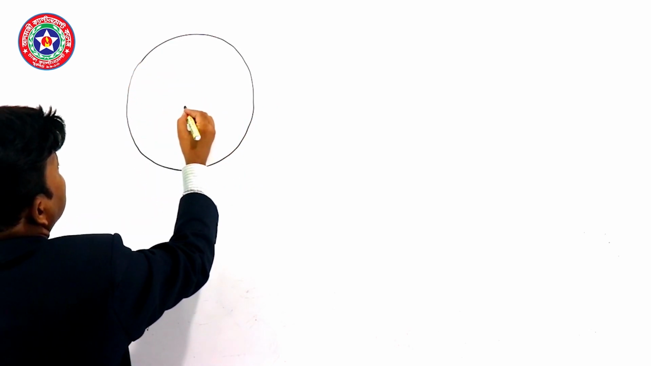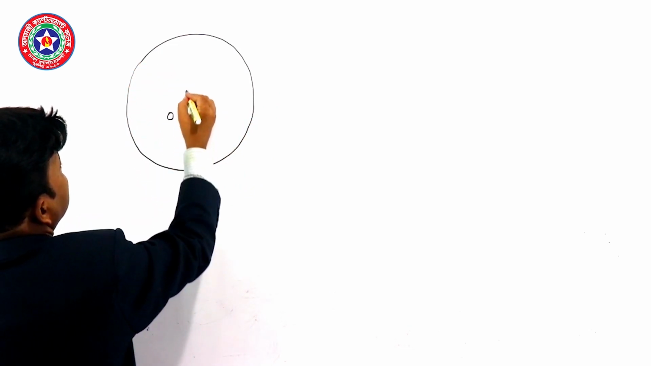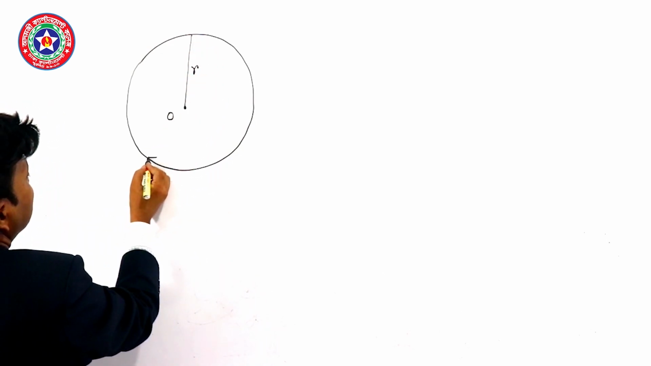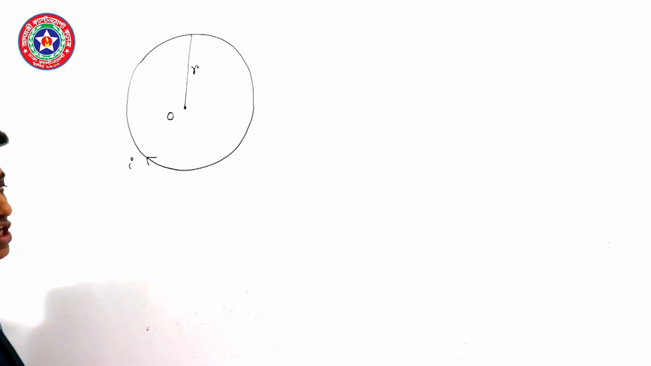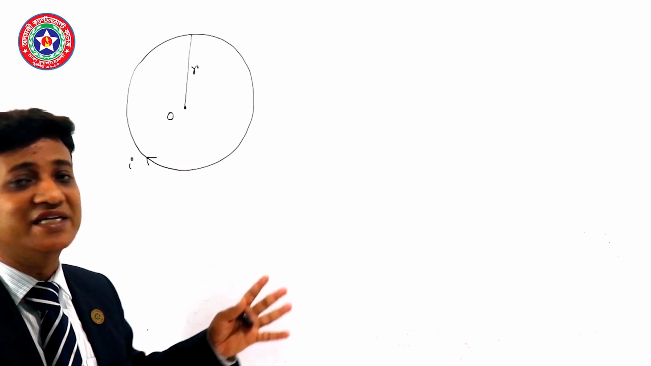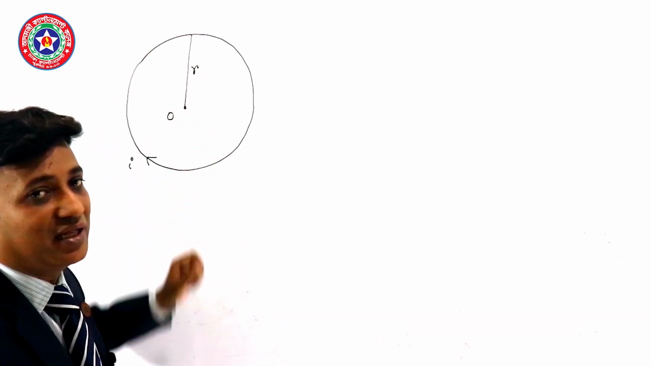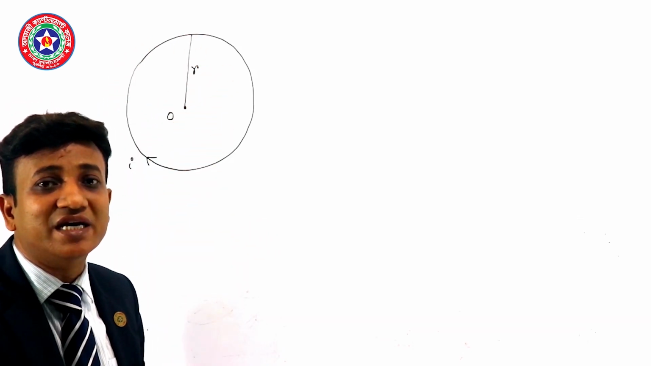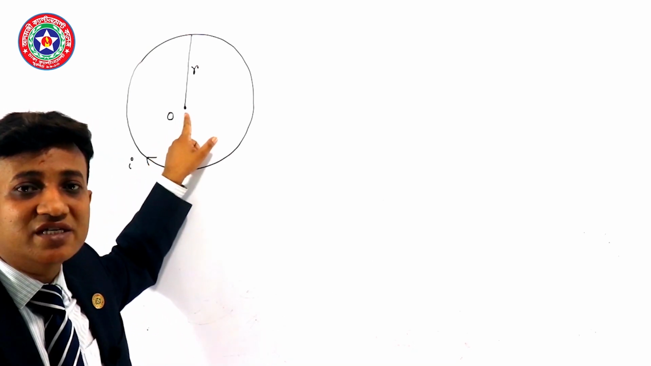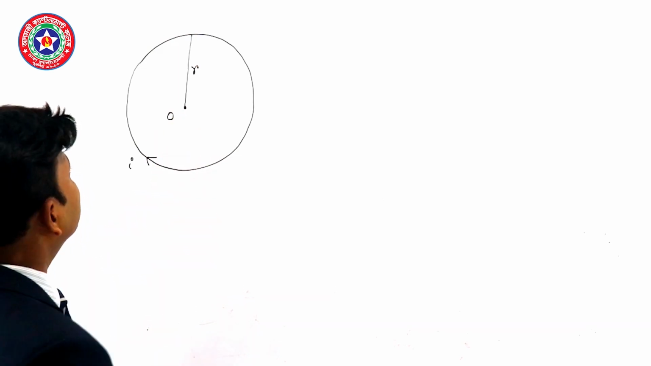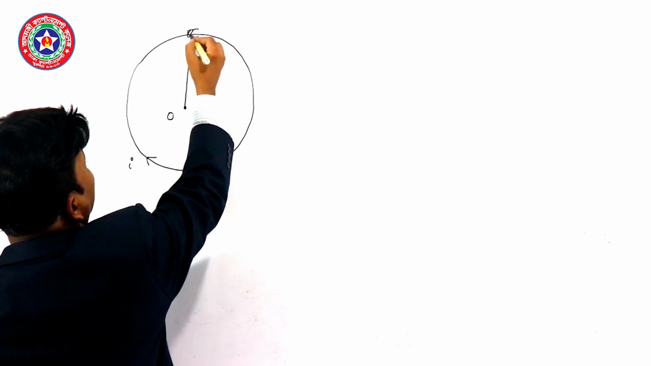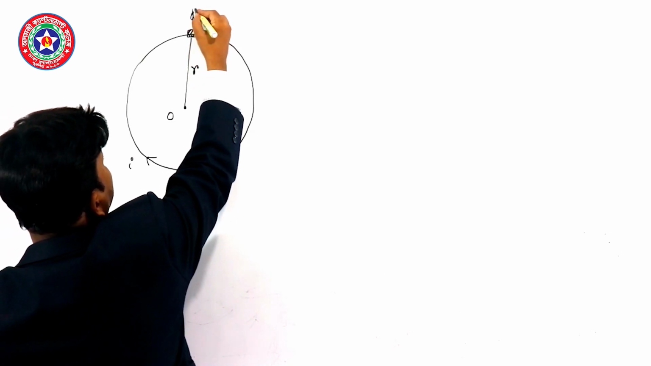Its center is O, its radius is R, and we consider its current is I. Due to this current, a magnetic field will be created around the coil. Now we have to calculate the equation of magnetic field at the center of this coil. Here we consider an infinitesimal length on the coil, and it is dl.